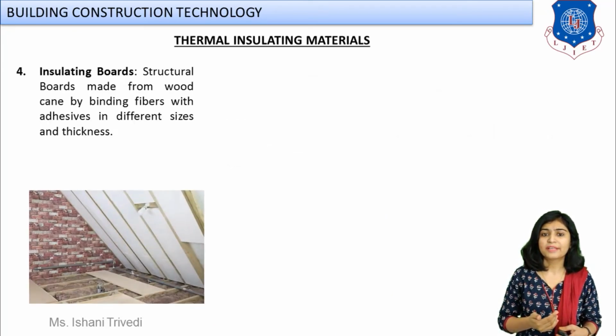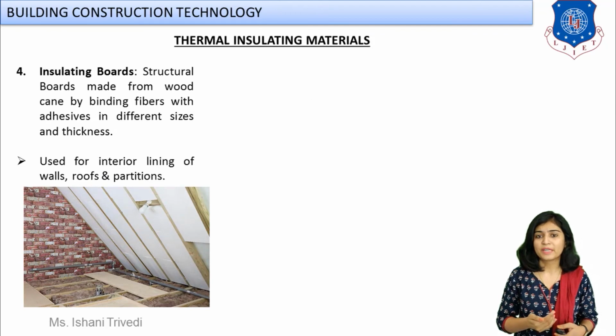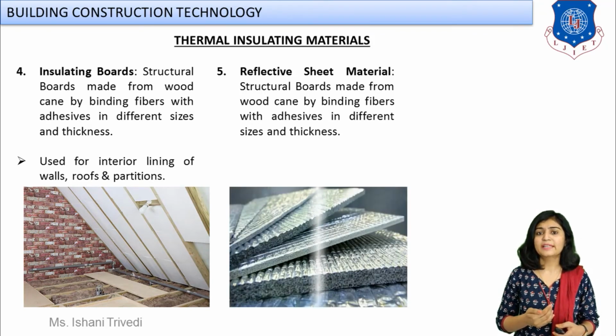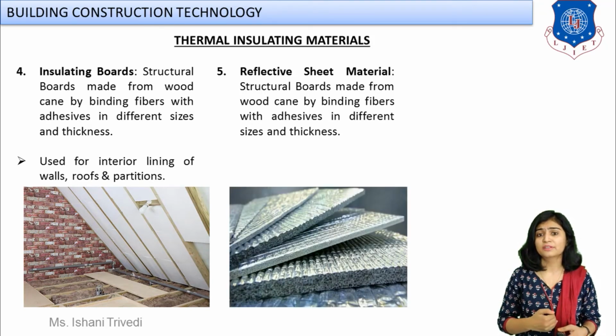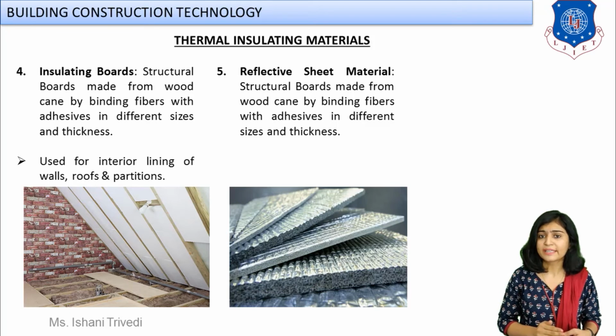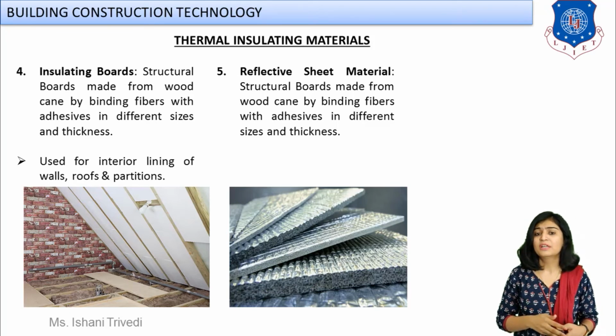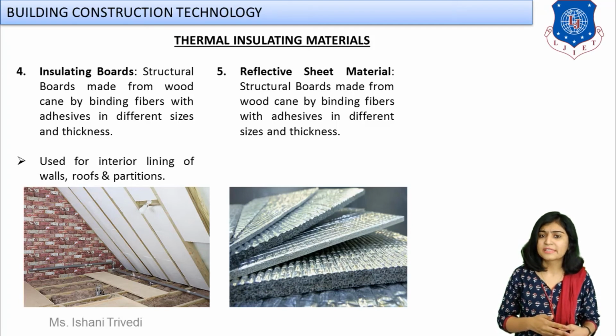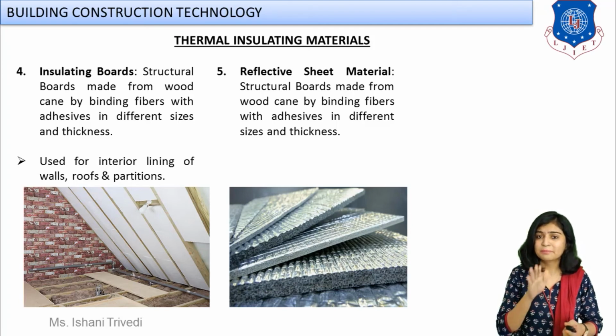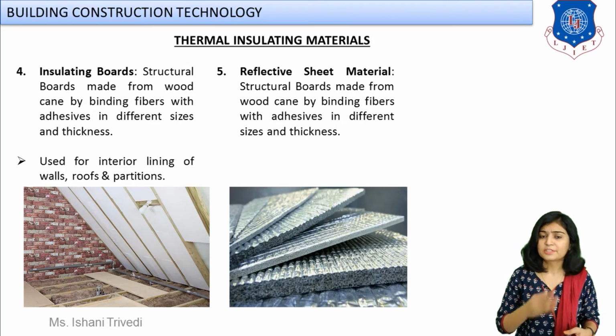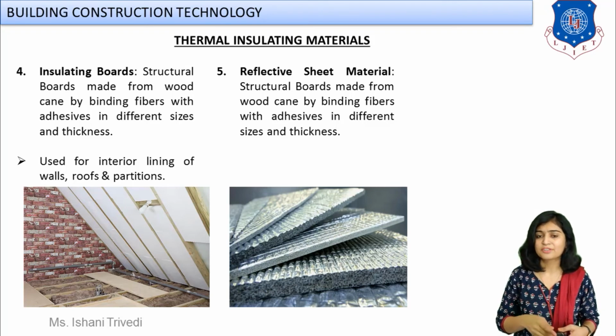Next we have is insulating boards. Now for this purpose, directly insulating boards will be installed to the walls, right? To the walls, to the ceiling. You can provide directly insulating boards. How are these boards made? Again, they are made from wood by binding the fibers with adhesives. That is your sticky material. You can bind it, and it comes in different sizes and shapes and dimensions. That is your insulating board.